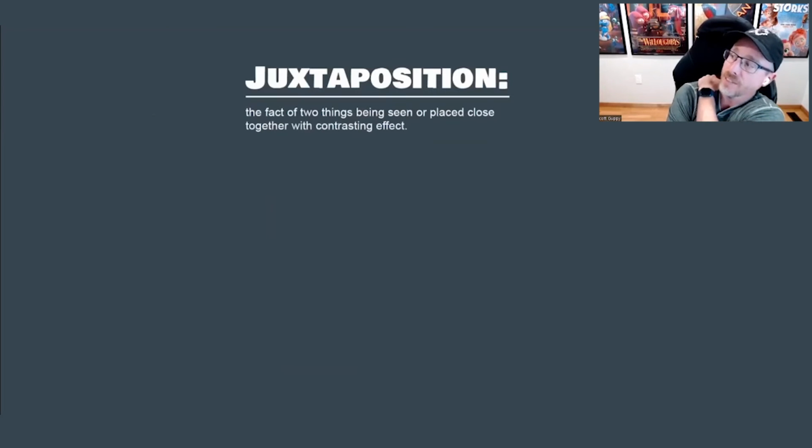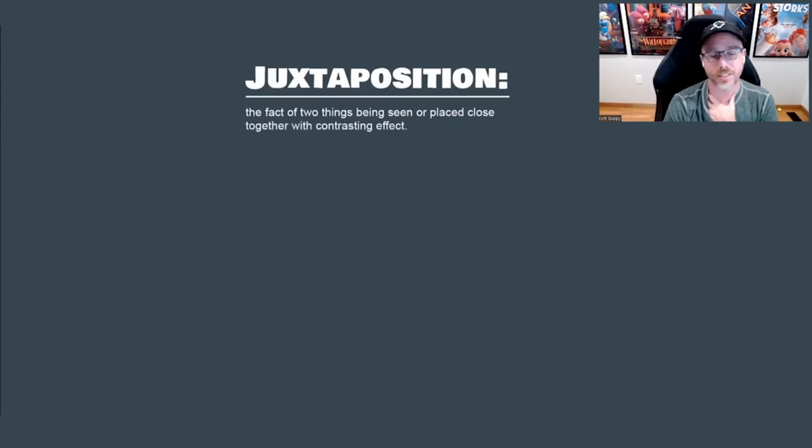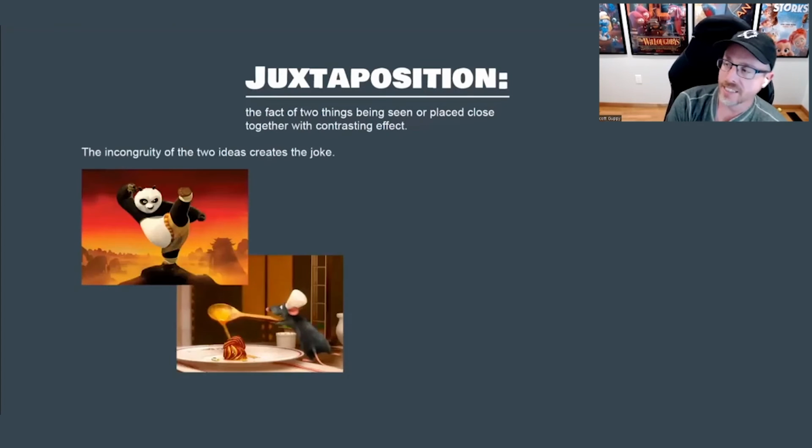Juxtaposition: the fact of two things being seen or placed close together with contrasting effects. That always comes off as a little confusing to me, but when you take a look at these, it's very clear. You've got a Kung Fu Panda. Those two ideas kind of fight each other. They're contrast, right? Pandas are lazy. They're not really known for their athletic prowess. A rat that's a cook, that type of thing. Those are the kind of things that you wouldn't expect, right?